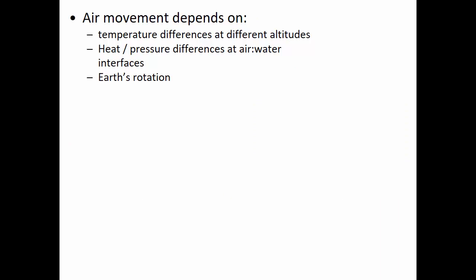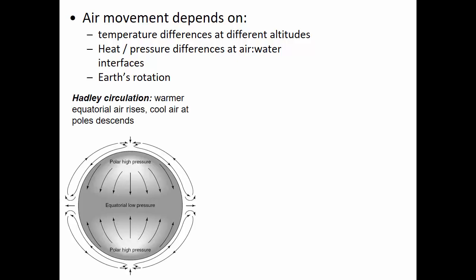Now the movement of air depends on temperature differences at different elevations in the atmosphere. It depends on pressure differences as two fronts come together. Air movement globally depends on the rotation of the Earth. The first broad factor that causes air movement across the globe is called Hadley circulation.